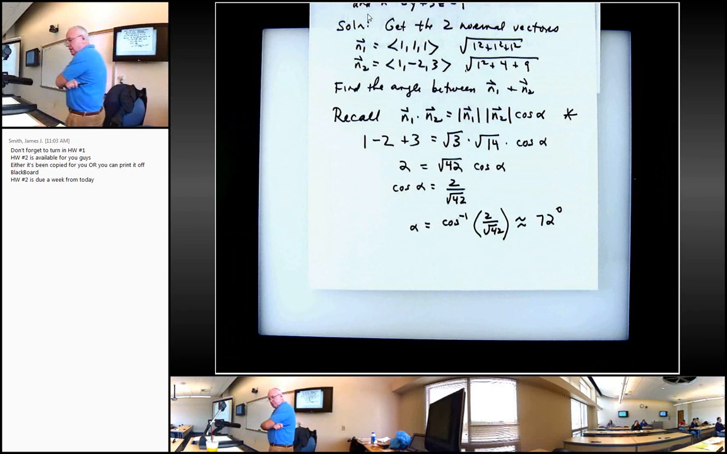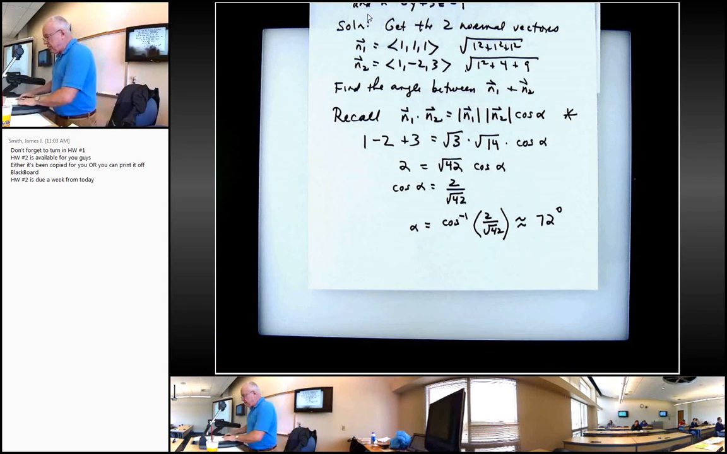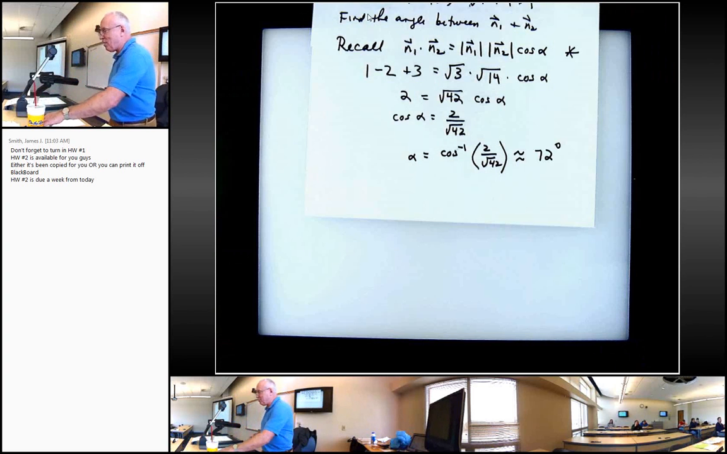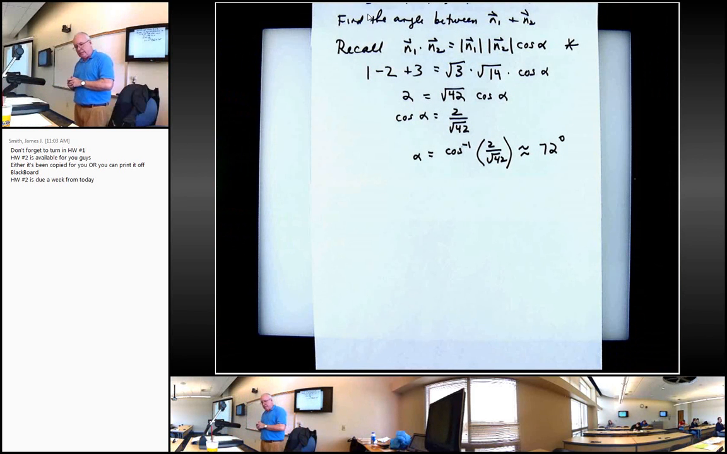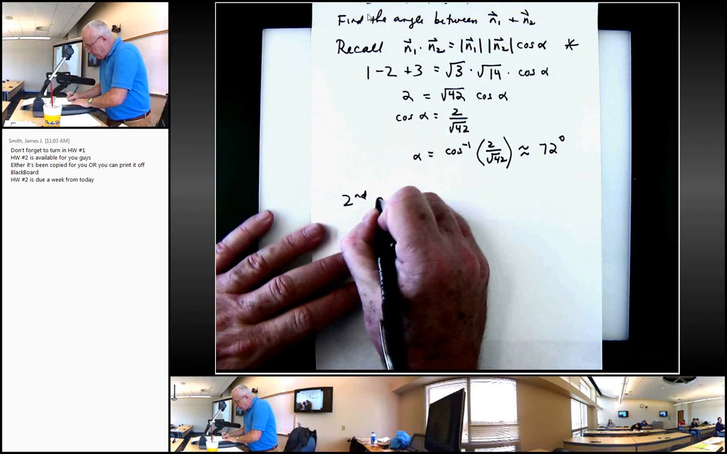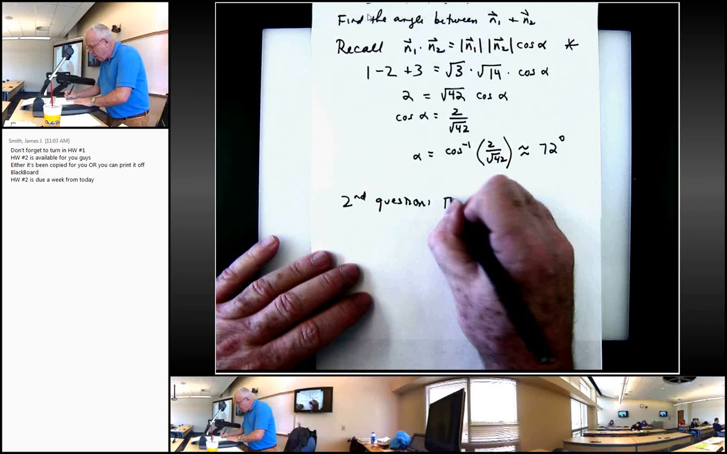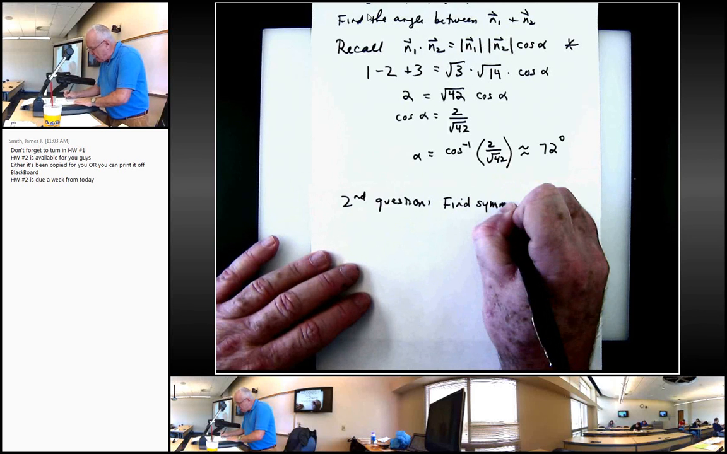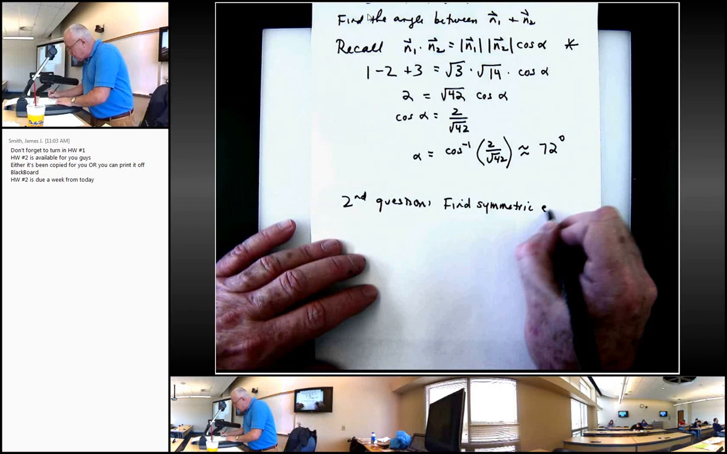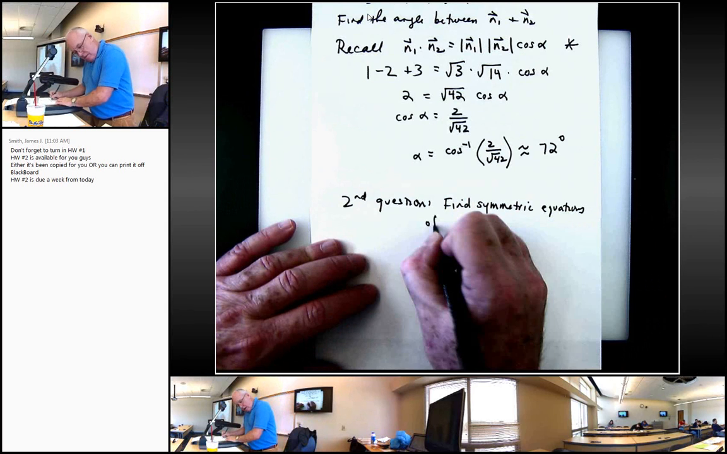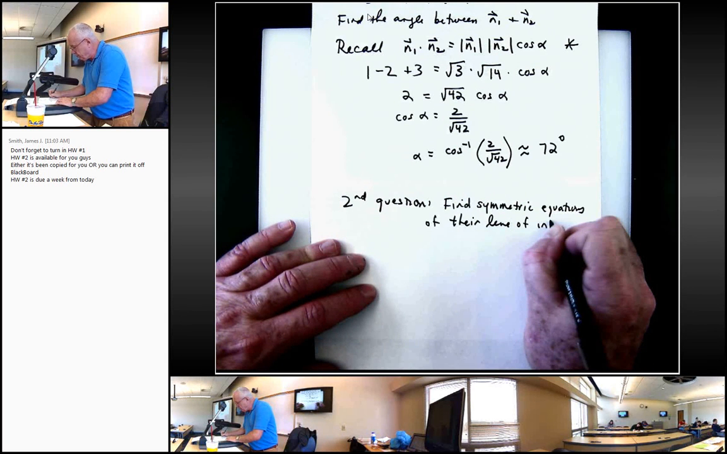All right, so that's one type of problem we can do. Now here's another kind of interesting problem connected with these same two planes. Second question: find symmetric equations of their line of intersection.